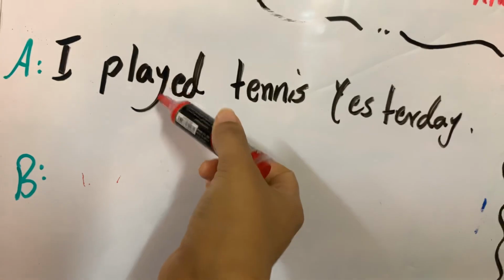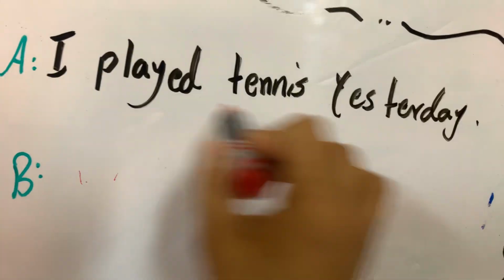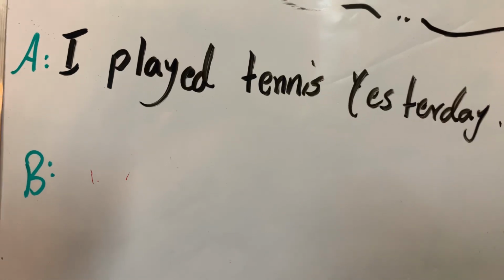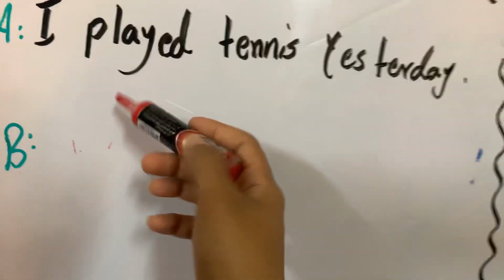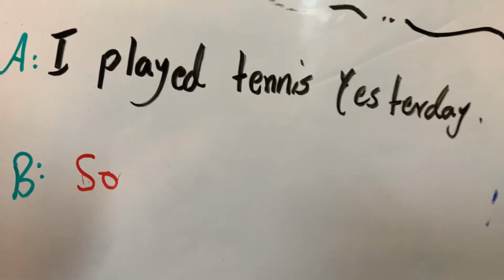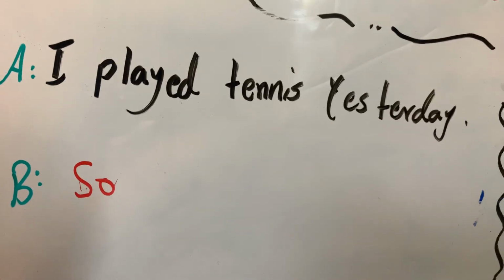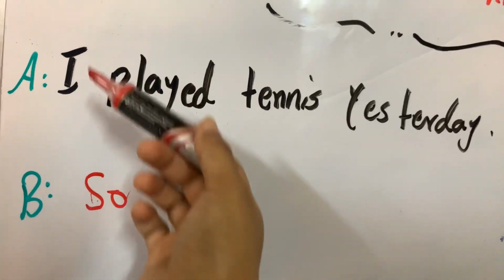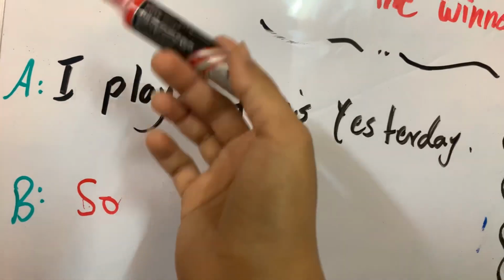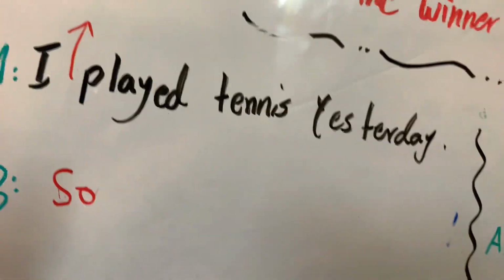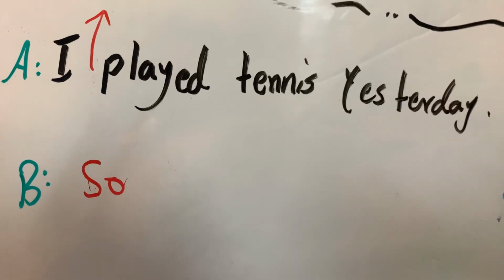Agree, so. And the sentence is affirmative or negative? "I played" or "I didn't play"? The sentence is affirmative. So we will use "so" in the beginning. So, okay. How can we complete the sentence? "So" what? Is there a helping verb here, like is, are, have, must, can, or so on? Is there a helping verb here? No. How can we deal with this sentence?